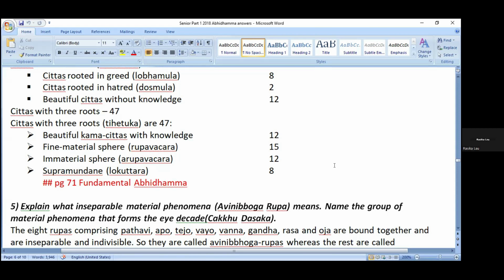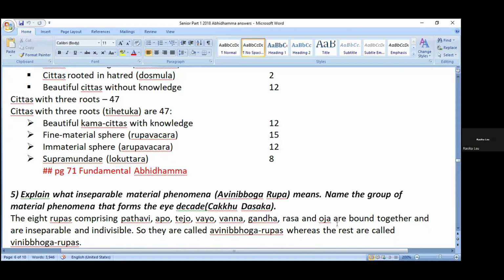So that is the ten. Okay, see my version, remember this one. The eight rupa that form the so-called Avinibhoga: Pathavi, Apo, Tejo, Vayo, Vanna, Gandha, Rasa, Ojā, which means nutrition. I put Tejo. You can write in English, no need to write in Pali. So this group is called the Avinibhoga Rupas, and the rest are known as Vinibhoga Rupas. So remember, eight, and the rest is separate.